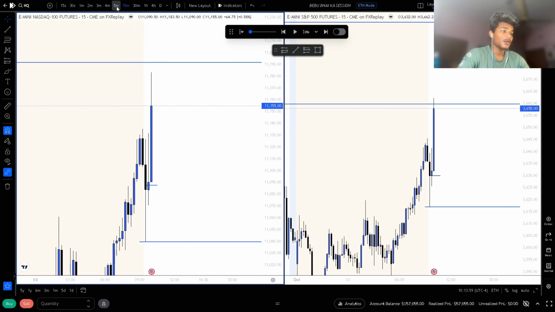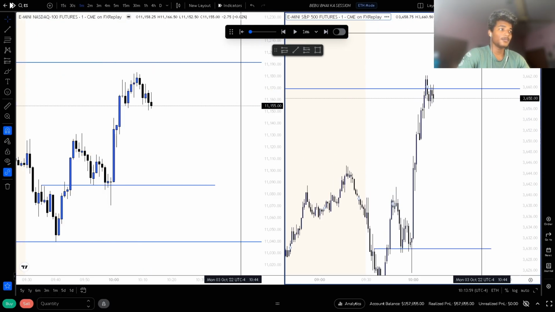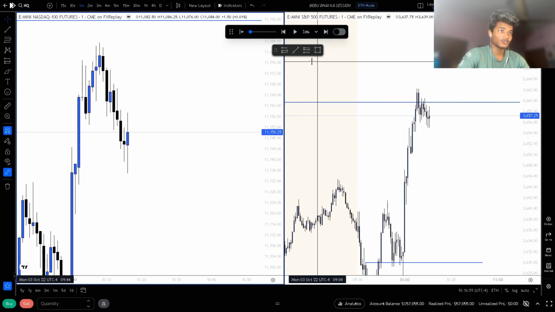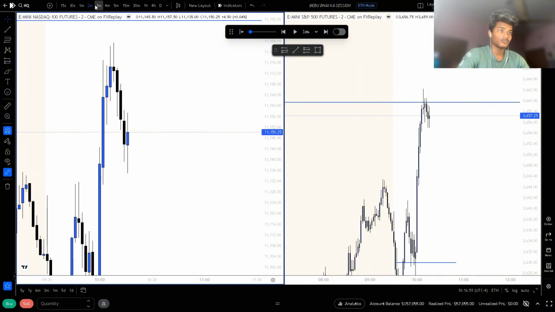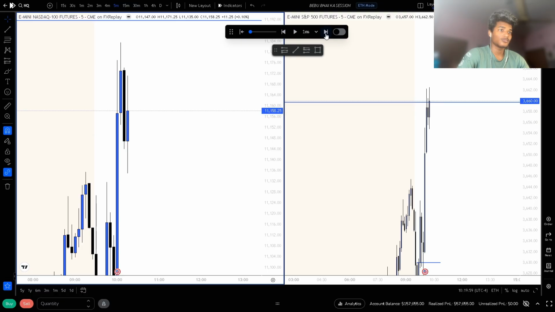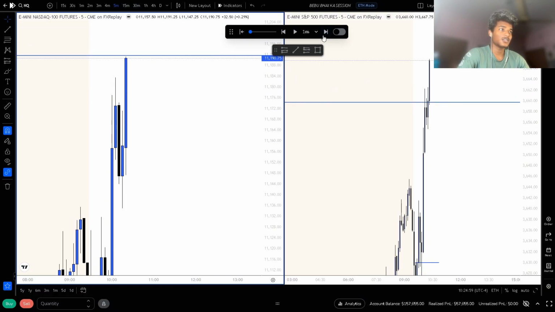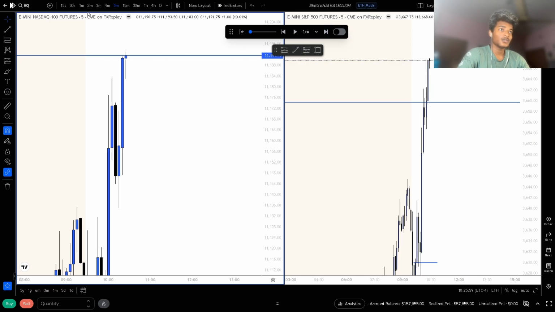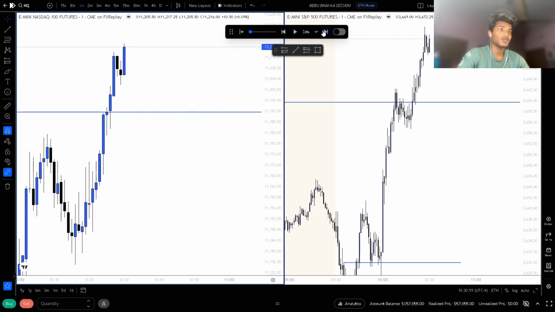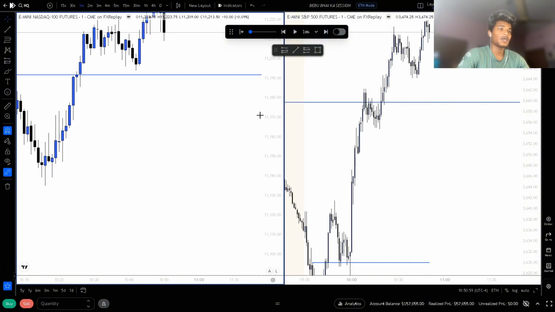Is there a 15 minute gap? No. We tapped into this gap, and so we reswept this high, and now I can actually take shorts from here. Market just ended up chopping.